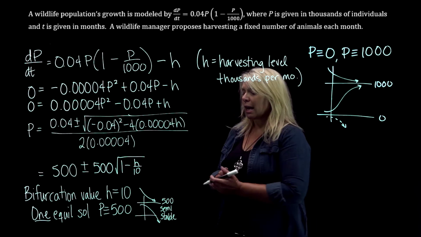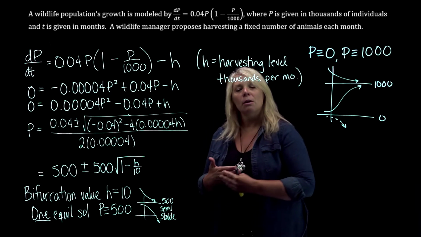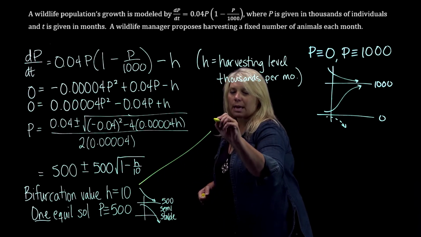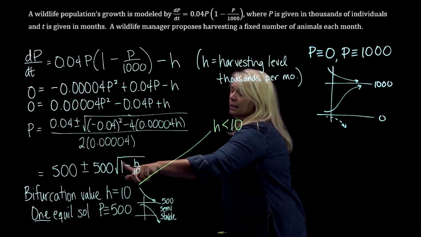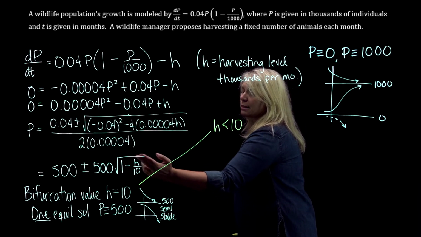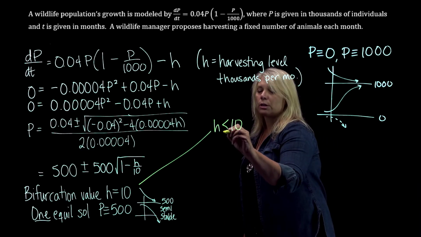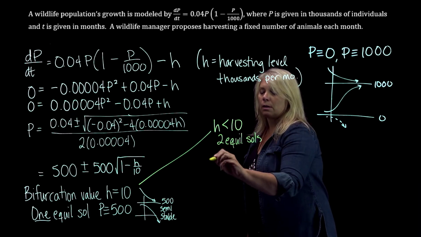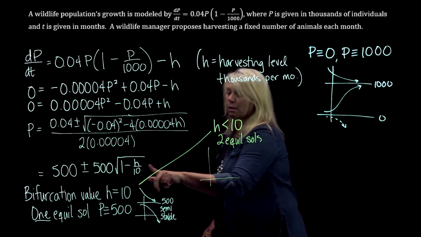So we have this bifurcation value at h equals 10, and then I have two other cases to consider, really. What happens when h is bigger than 10? What happens when h is less than 10? I'm going to look at h less than 10 first of all. All right, so when h is less than 10, this expression inside the radical here will be positive. So you'll have two distinct real solutions. You'll have two equilibrium solutions. One of them will be at 500 plus 500 times the square root of 1 minus h over 10.